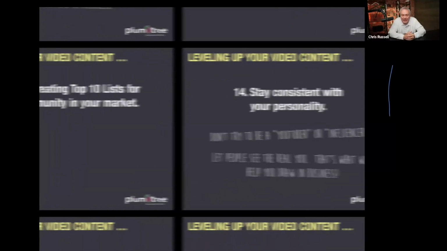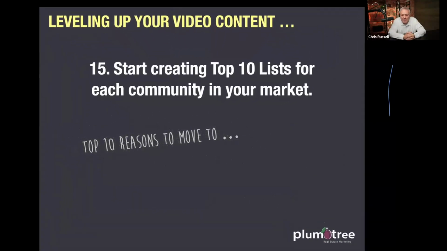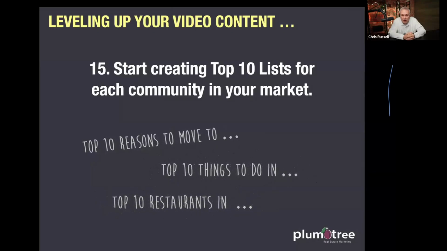And then number 15 is start creating top 10 lists for each community in your market. And this is your big action item. After you've gotten all your video ready to go, you can so easily start creating videos. If I was an agent right now, there is no doubt this is what I would be doing. Every week I would be cranking out another top 10 video. Top 10 reasons to move to Mason, Ohio. Top 10 reasons to move to whatever the neighborhoods are near you.